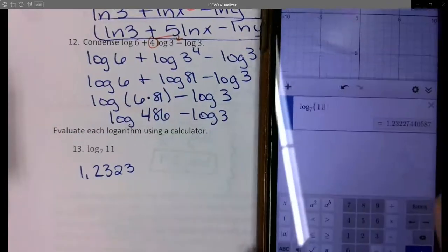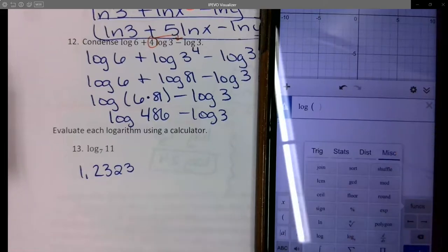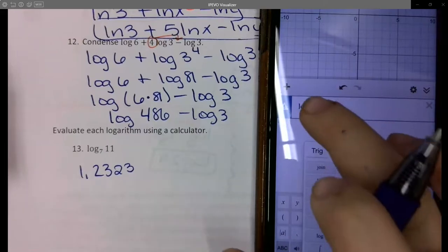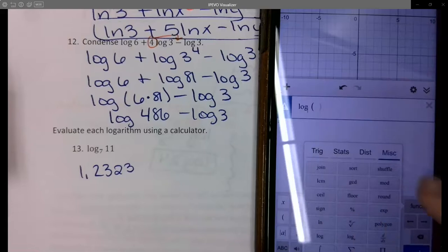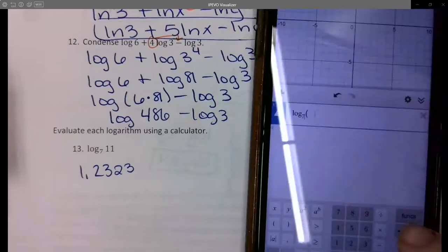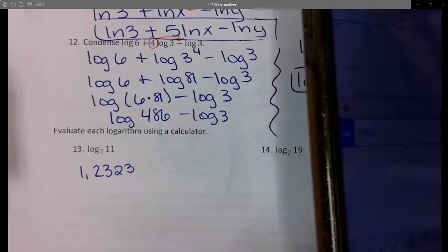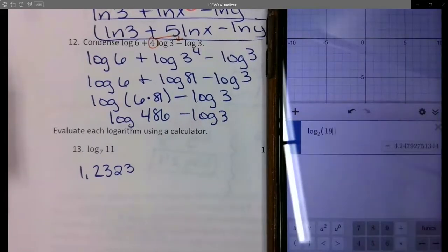Then I do the same thing for number 14. So I go to functions, the miscellaneous tab, and then the log. 7, and then, no, that was 2. Which gets me 4.24979.